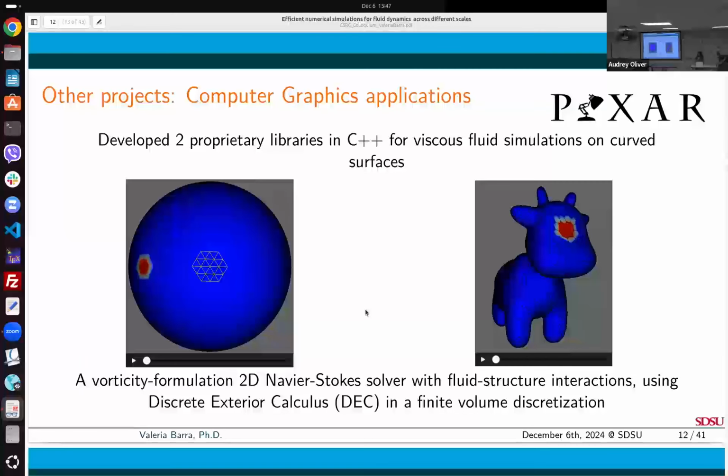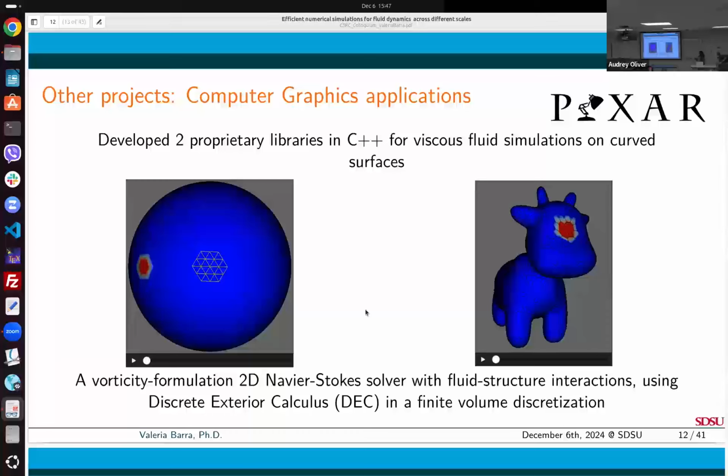A side project that I had in my PhD is when I did my research internship at Pixar Animation. Especially for students, some of them might be interested in learning about internship experience during PhD. I really did enjoy my internship experience, and I worked at Pixar developing two proprietary libraries in C++ for viscous animations of fluids on curved surfaces, including fluid-solid interactions. So here are some examples.